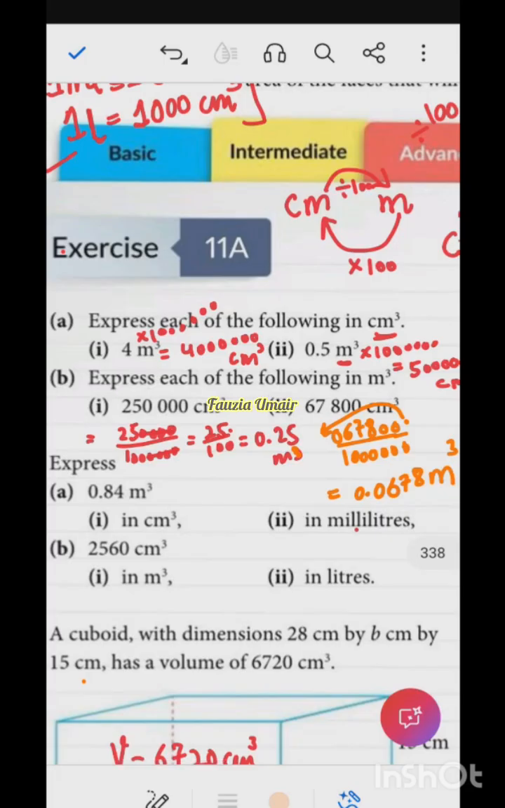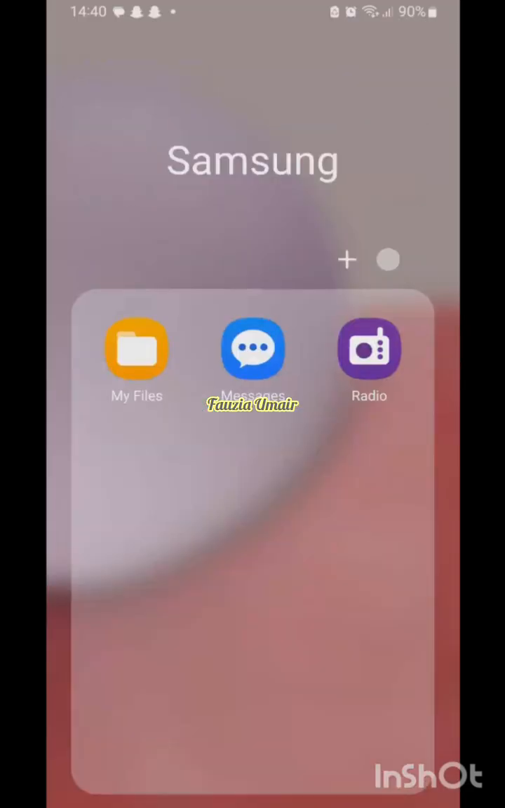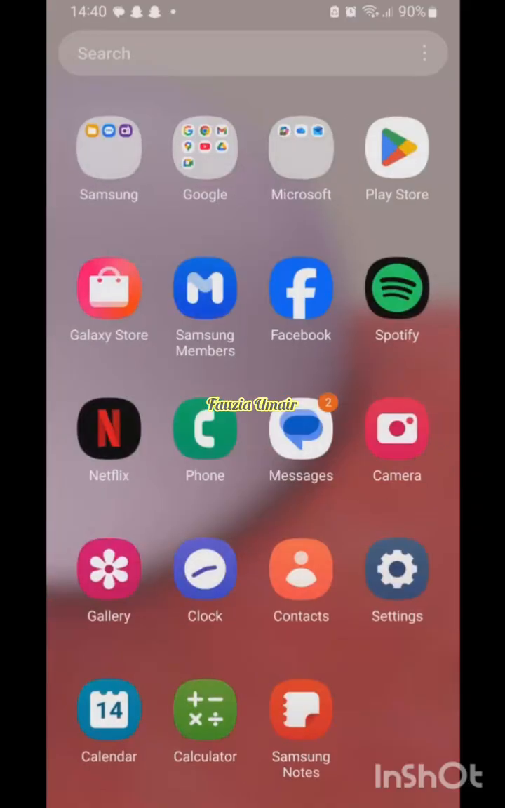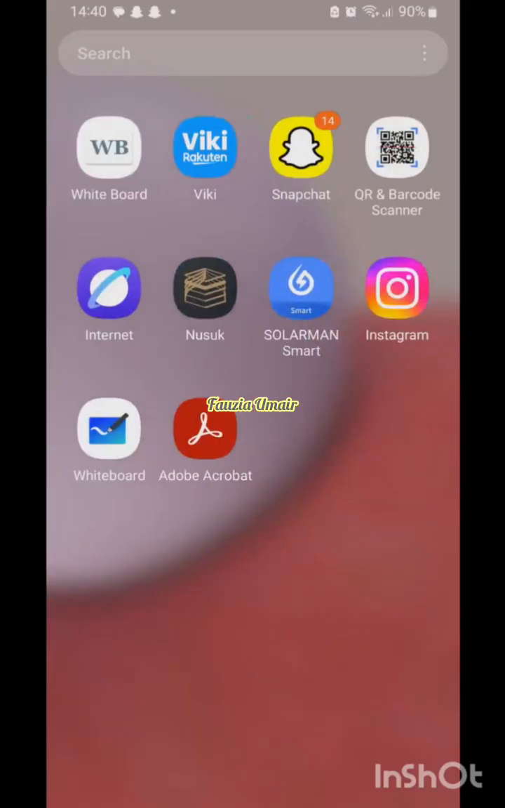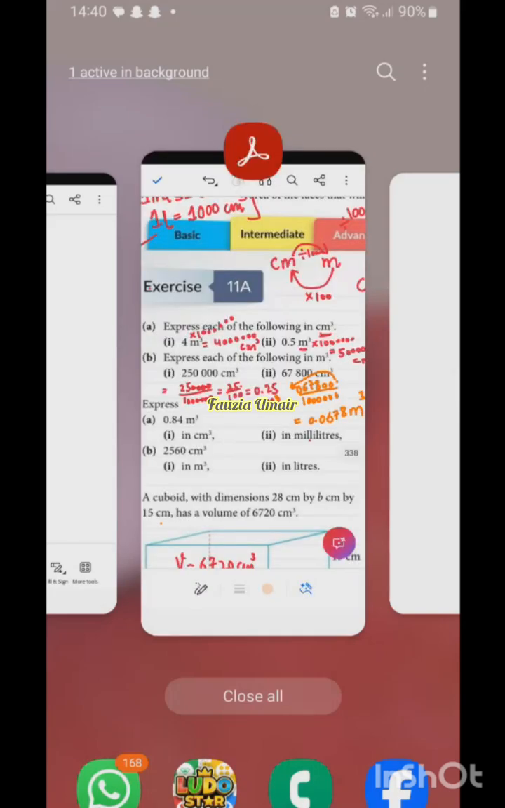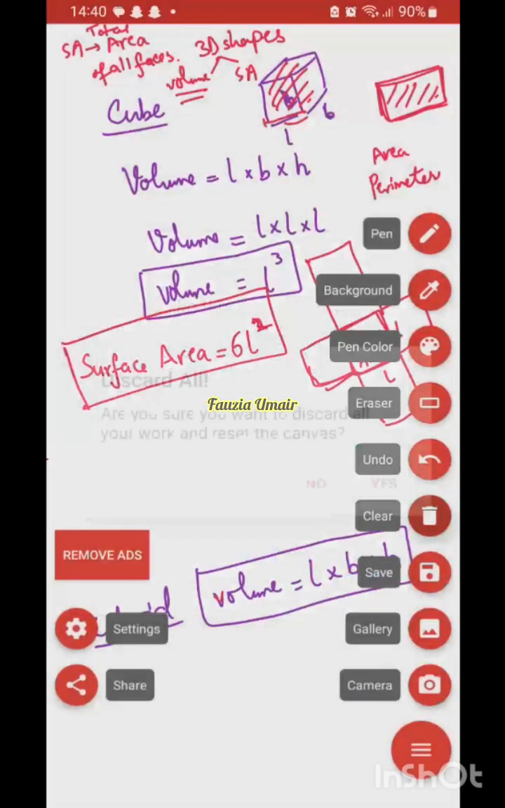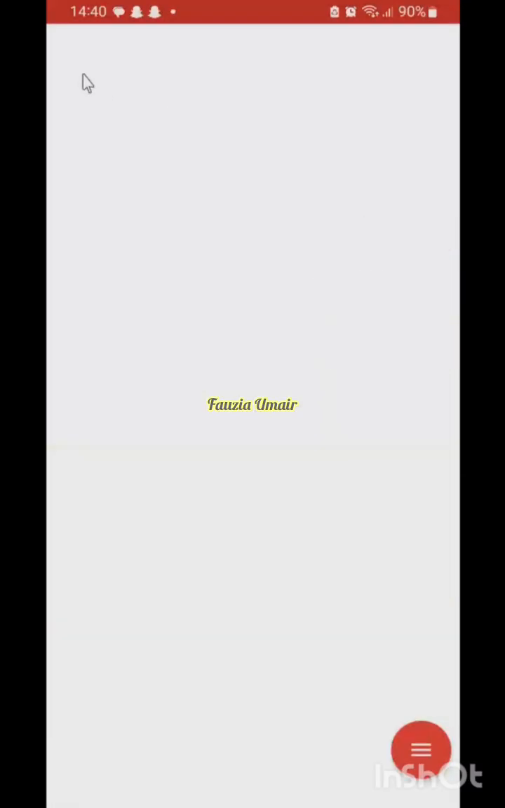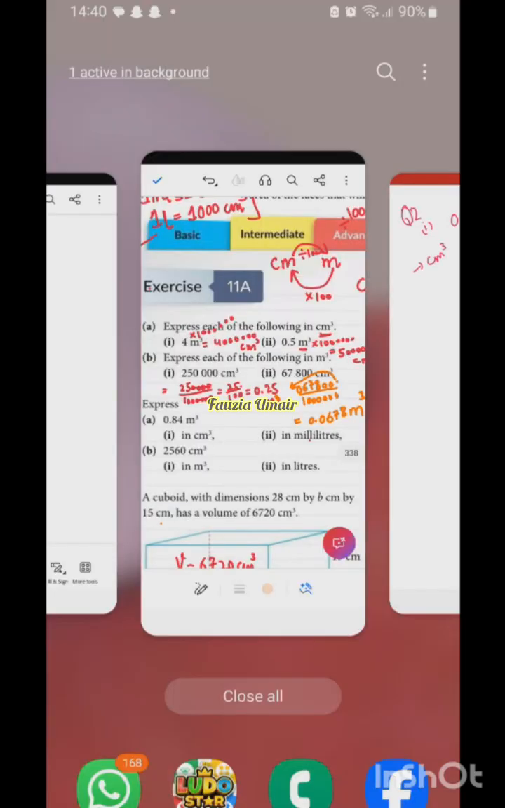For the second question, I will be using the whiteboard so that we can do both parts clearly. So question 2, A part, first part is 0.84 meter cube, and we need to convert it into 2 units. We need to convert it into centimeter cube, and milliliters.